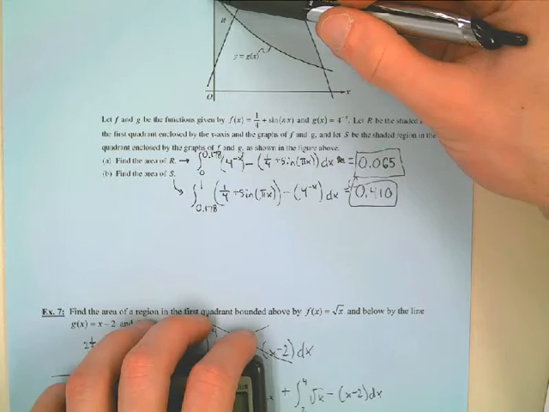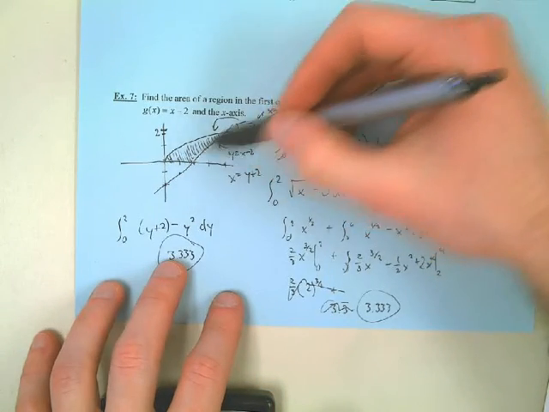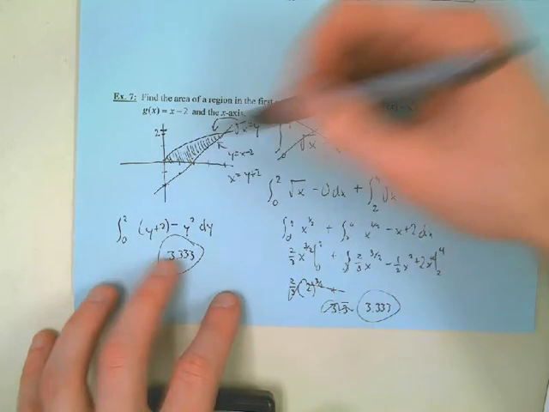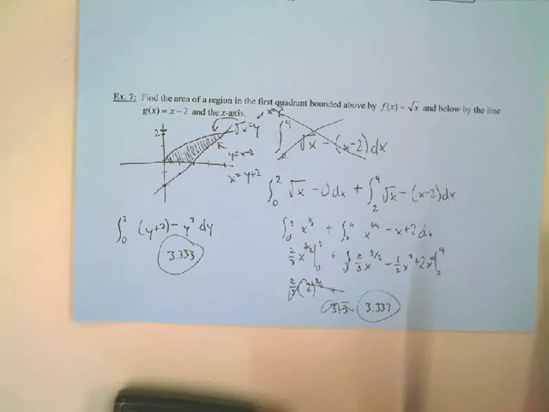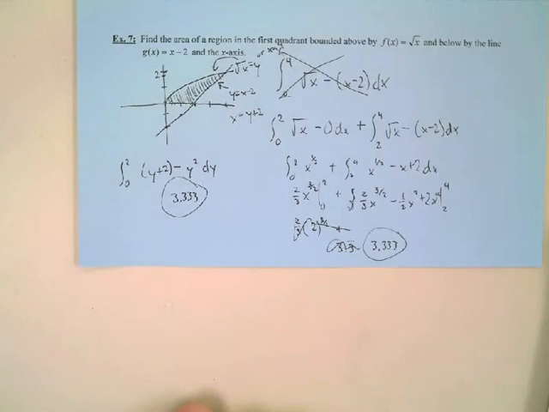But here it was helpful because our rightmost curve was always x minus 2, and our leftmost curve was always the square root of x. So it's got some use there with respect to y. But that's an option. You can do it with respect to y instead. Okay? All right. If you want to flip over here, now we're going to talk about something else.